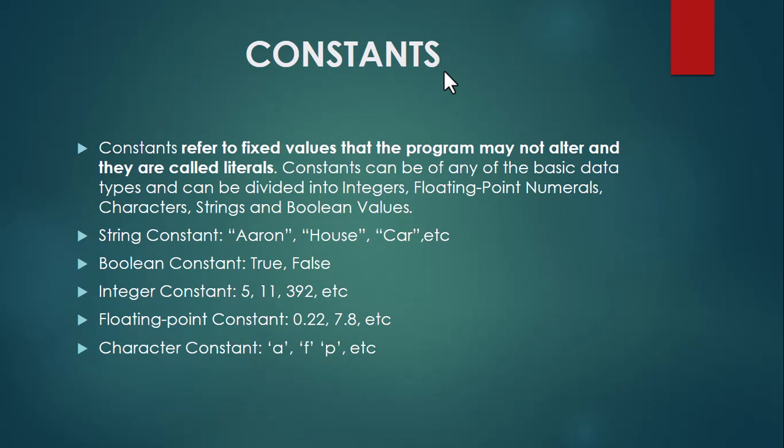And then we also have floating point constants, which deal with numbers with decimals, so 0.22, 7.8, 9.3, any decimal you can think of. And then we also have character constants, so any character, A, F, P, whatever. So that's basically constants: any fixed value that cannot be changed by the program.